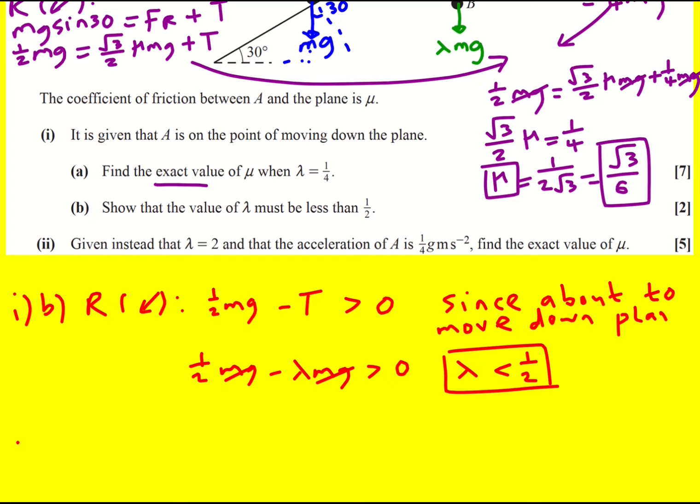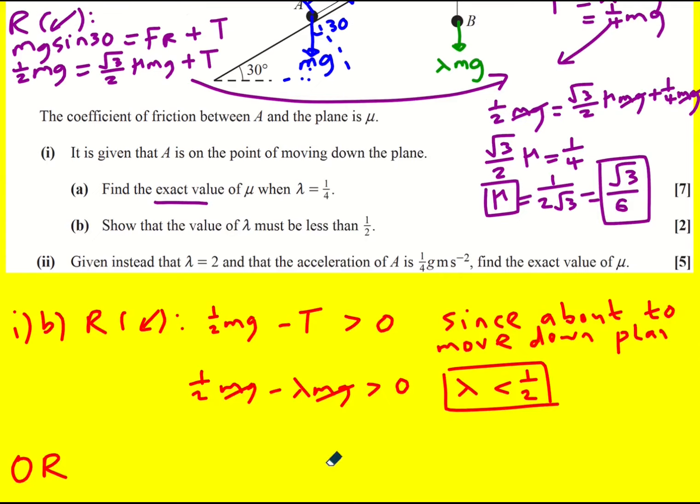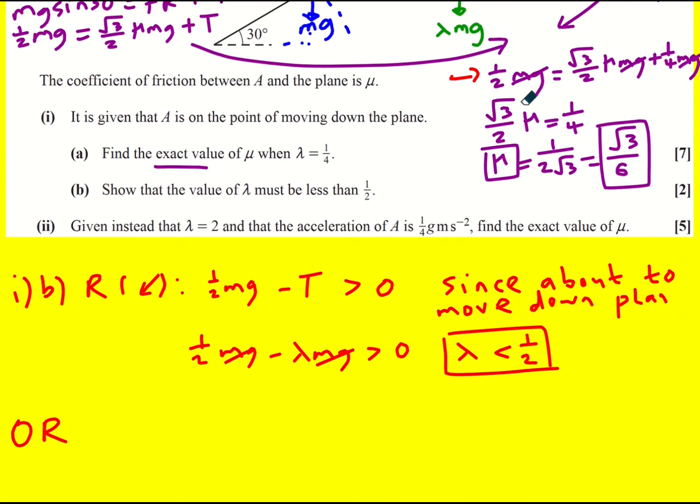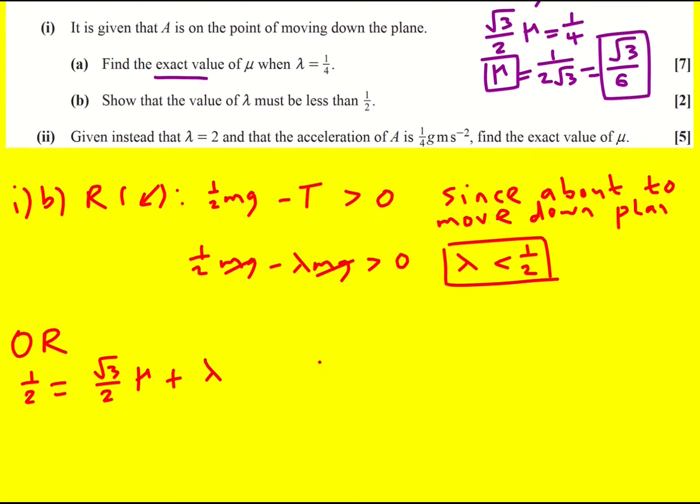Now, an alternative, this is actually how I did it, and I think it's valid, but I'm putting it secondary, just in case there's something I've missed, is we can return to this formula here. So we've got that a half is going to equal root 3 over 2 times mu plus, now that quarter was lambda, so plus lambda. And therefore lambda is going to equal a half minus root 3 over 2 mu.